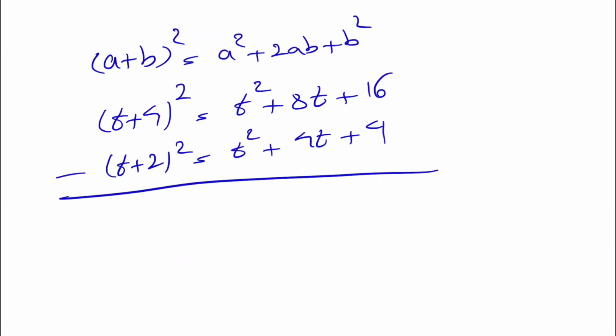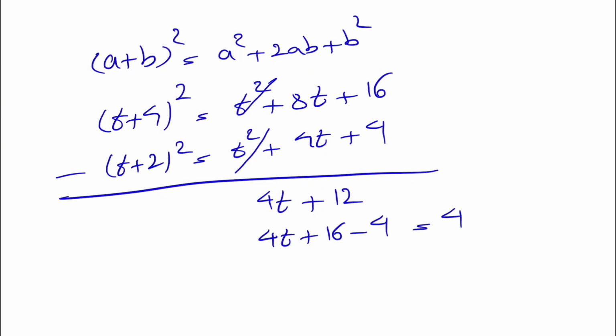So if we subtract these two, we'll have 4t plus 12, and in order to write it down based on the 4, this can be written as 4t plus 16 minus 4. So we can factor 4 from these two, so it will be t plus 4 minus 4. So there we go, we have our equation based on t plus 4.